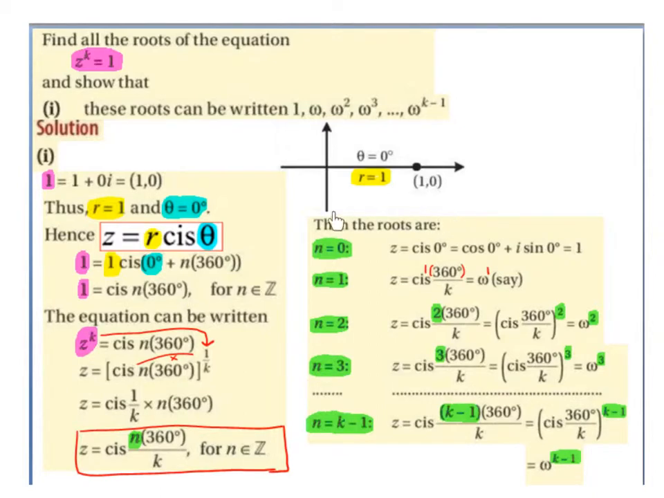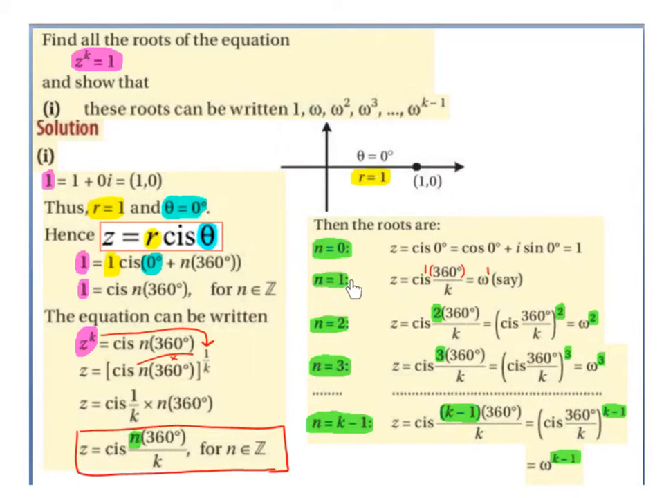So the roots are, if n is equal to 0, so we swap this n here for 0, we get 0 times 360 degrees, which is 0. So we get 0 over k, which is just 0. So z is equal to cis 0 degrees, which is cos 0 degrees plus i sin 0 degrees, which is equal to 1, because cos of 0 is 1 and sin 0 is 0, so i times 0 just cancels, and we're just left with 1.